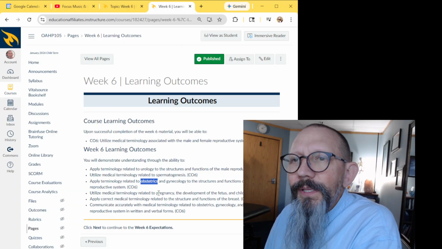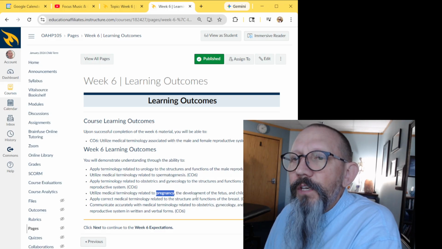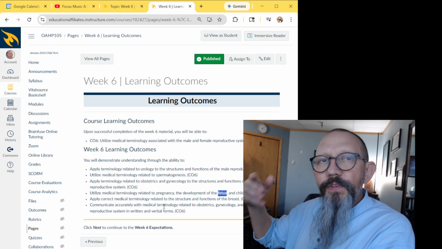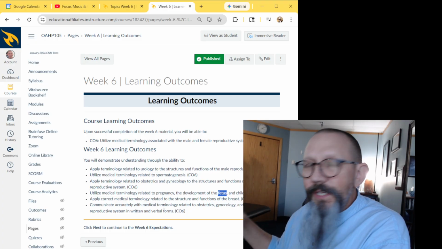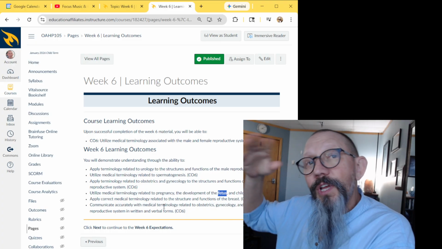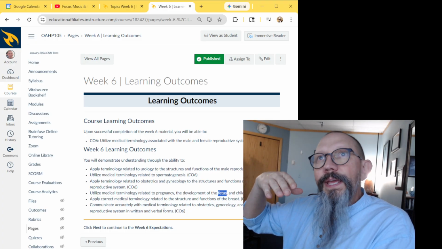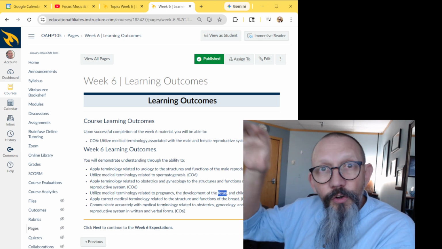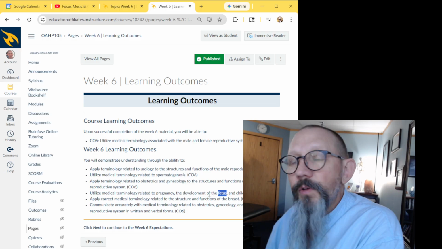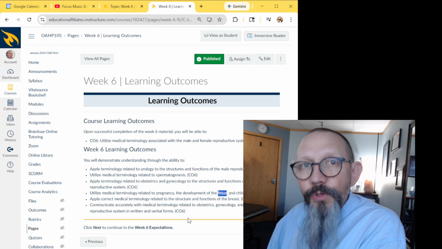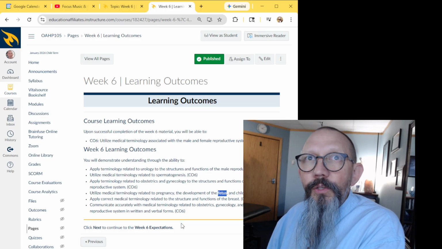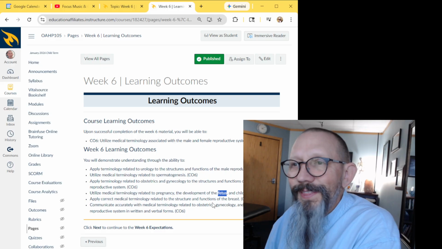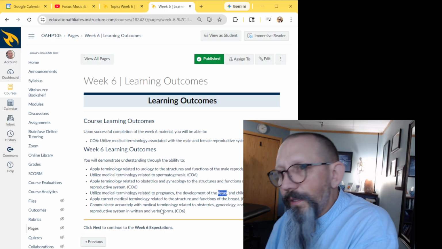Utilize medical terminology related to pregnancy, okay? Development of the fetus and childbirth. So remember, we have the embryo, the fetus, the neonate and stuff like that. Now, as you go to childbirth, you also have the neonate, NICU, neonate intensive care unit. Some of you will probably be working in those someday. And then you have pediatricians or pediatrics. You would have toddler levels and stuff like that, and child and adolescent and then adult.